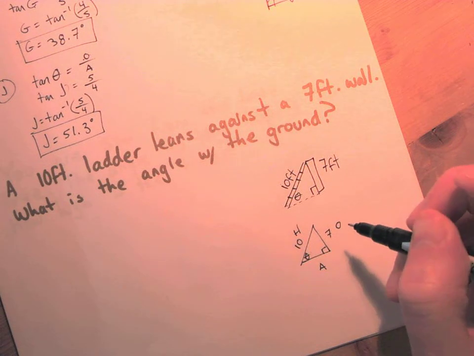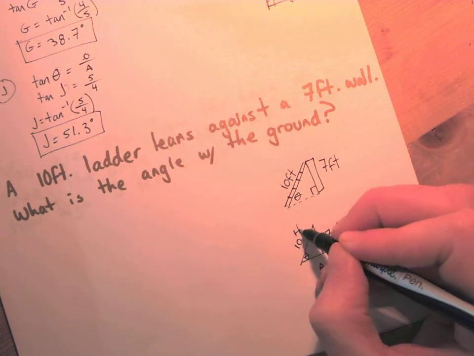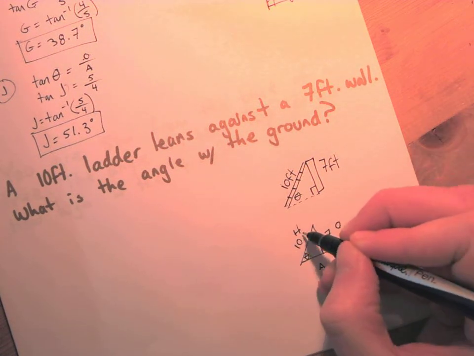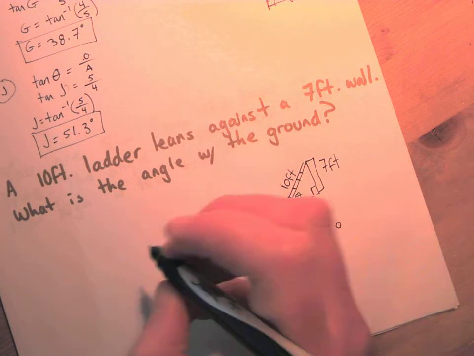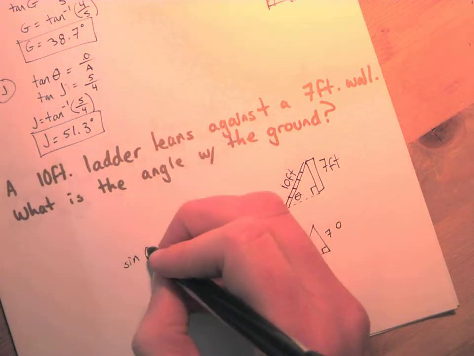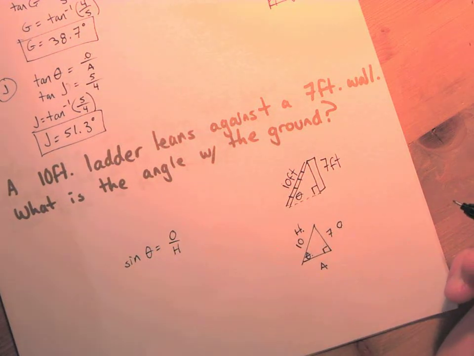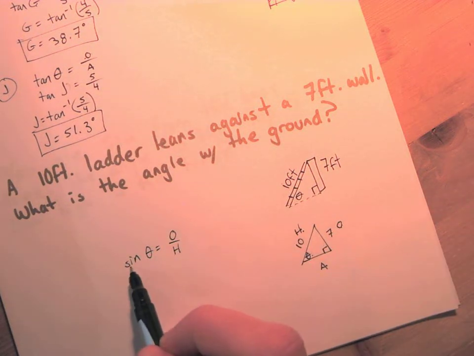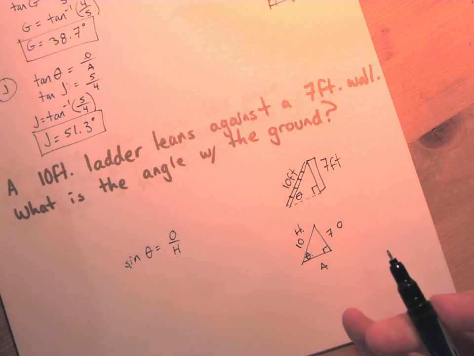So here we're using an O and an H side. Okay, so we're using O and H this time. We're not using the A. So the one we're going to use is sine. So sine theta is O over H. We know that we're going to have to use sine. So let's go ahead and put down this equation.